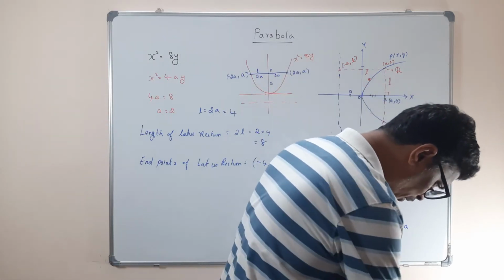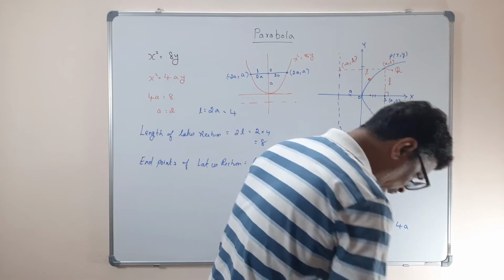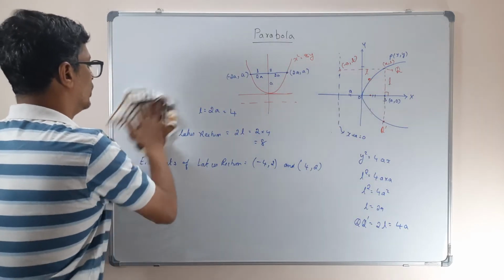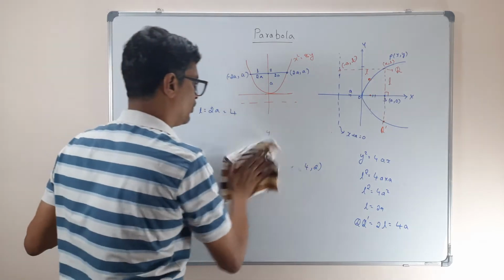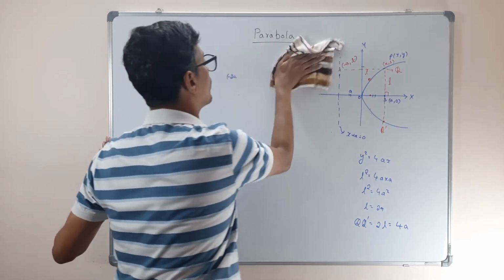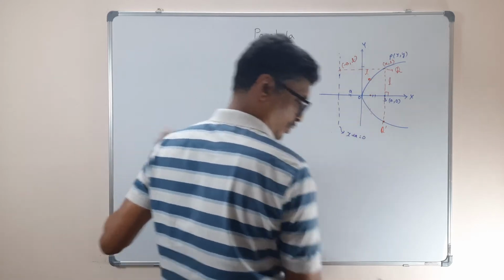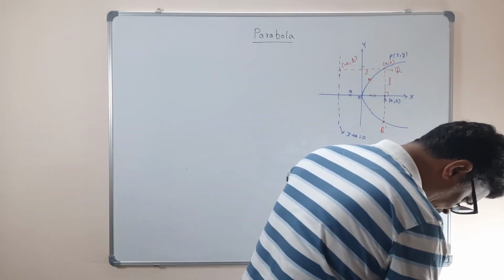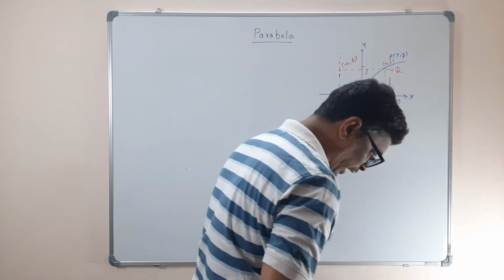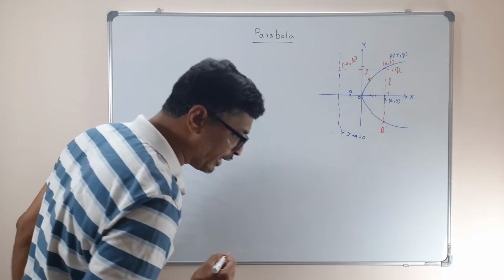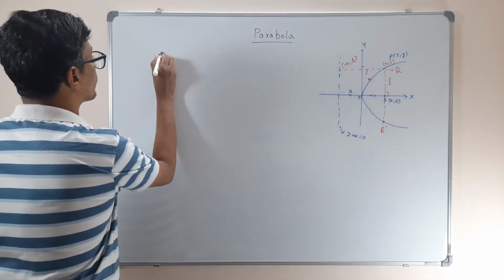Okay, there's one more problem they gave. Let me remove this, then only you'll be able to find it. The second problem is to find the length and the endpoints of the latus rectum for the parabola 5y square equal to 16x.